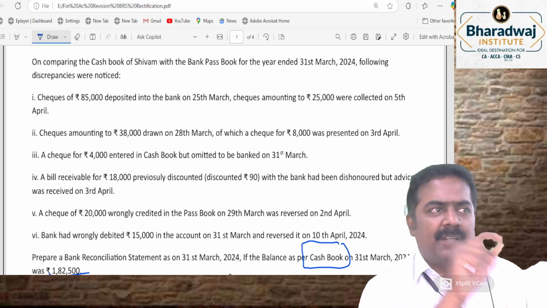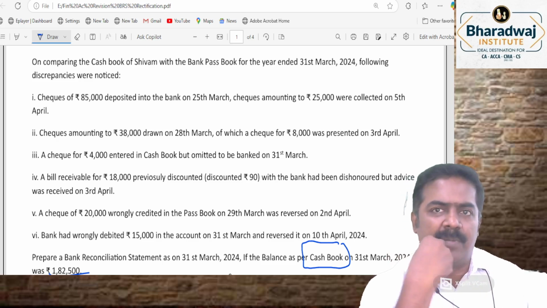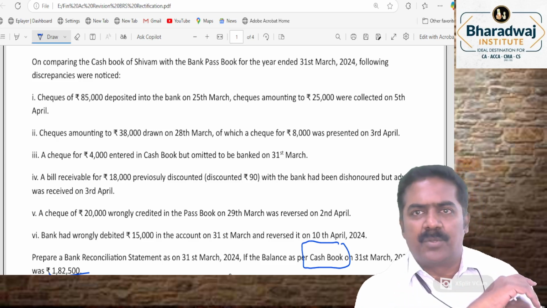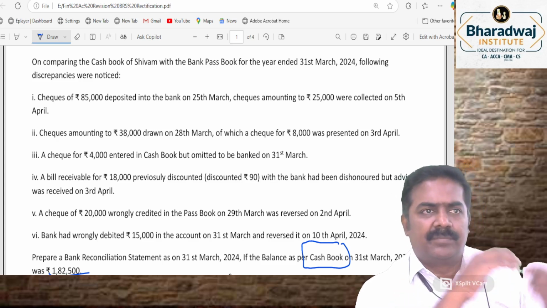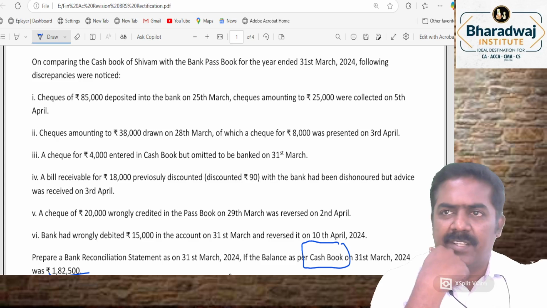Model test paper, this is the exam paper. You can find the exam paper is in line with which one? Model test paper. That's why you have to practice the last 2 years model test paper in accounts. Like December, June, like that you have to practice when you go for exam.